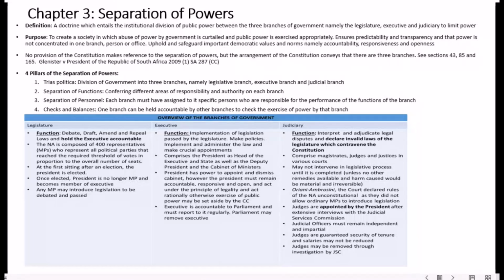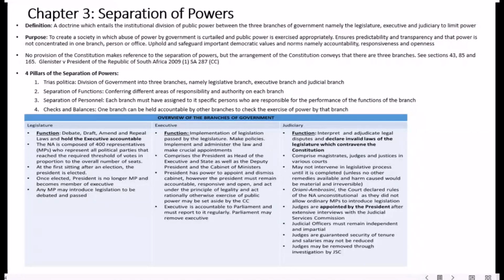Once again, there's no specific provision in the Constitution that talks about the separation of powers, but we do gauge from the arrangement of the Constitution that we do actually subscribe to the separation of powers through the different branches. And then the four pillars of the separation of powers, colleagues, we've got trias politica, which is the actual institutional division. This just means that government must be divided into the three branches, namely the legislative branch, the executive branch, and the judicial branch. We need to have a separation of functions, meaning that each branch of government is confined to different areas of responsibility and authority.